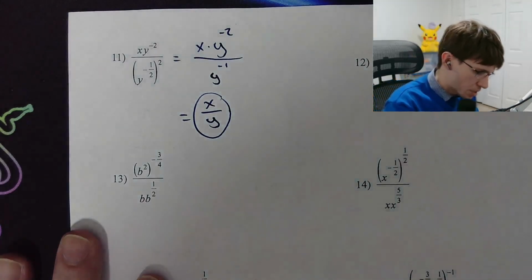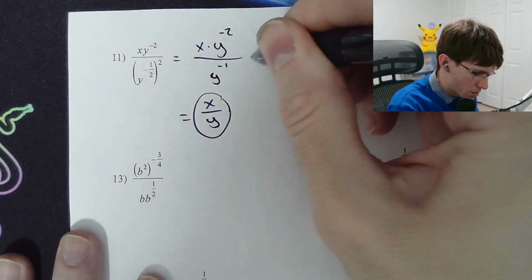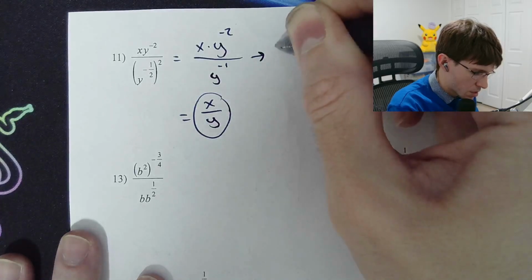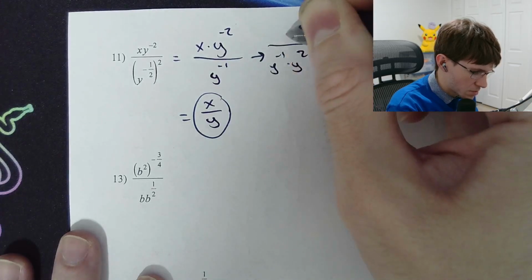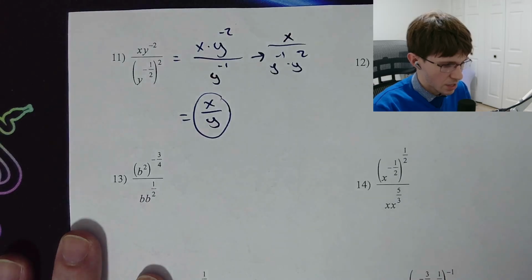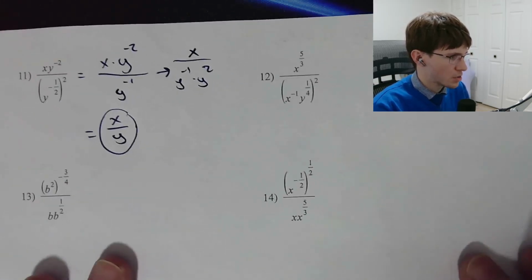And again, if you're somebody who needs to hear what happened there, what we really did there was y to the -1 times y to the +2. Like we did this. And that's where the adding came in, -1 plus 2. Anyways, continue on. Number 12.